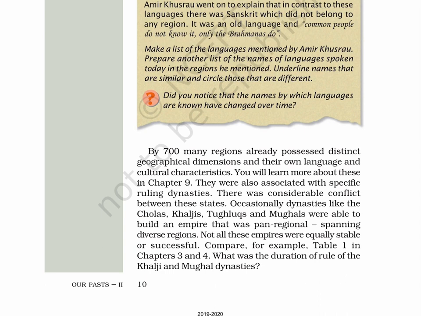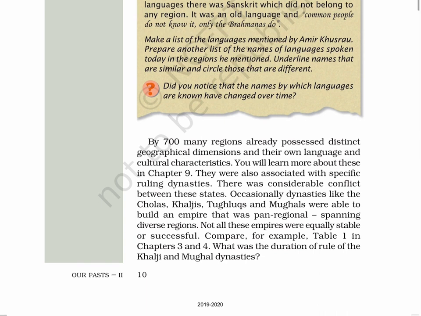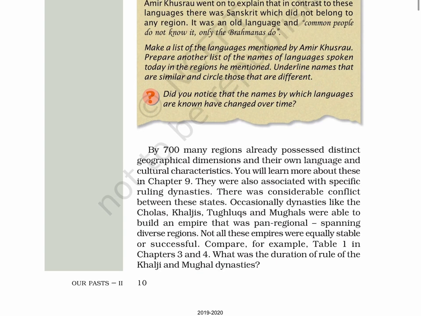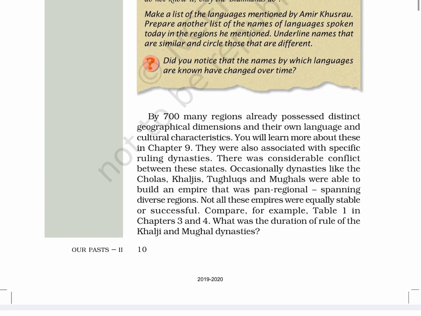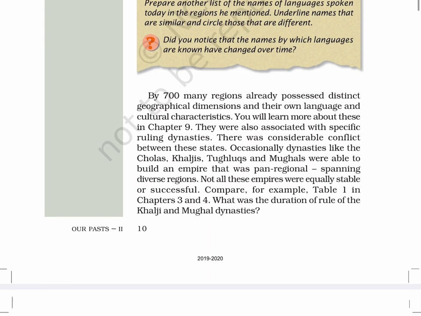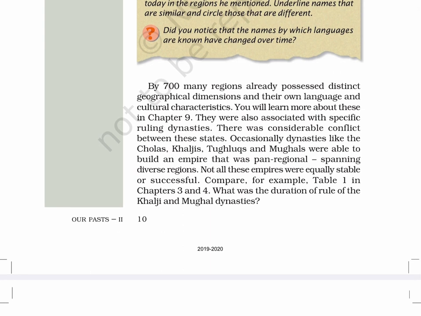By 700, many regions already possessed distinct geographical dimensions and their own language and cultural characteristics. You will learn more about these in Chapter 9. They were also associated with specific ruling dynasties. There was considerable conflict between these states.